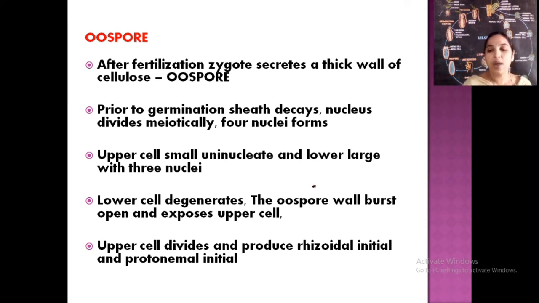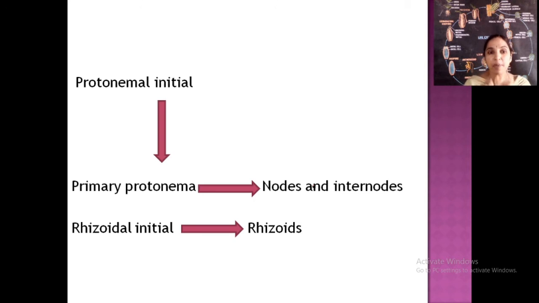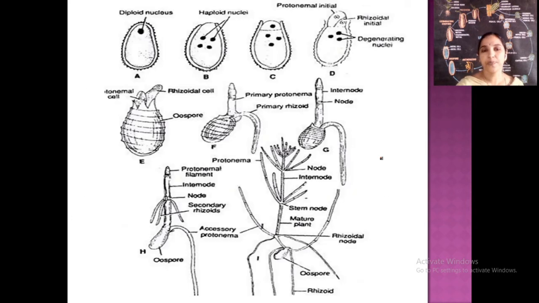Clear? Now, what happens to that? The protonemal initial develops into the primary protonema, a structure from which nodes, internodes and branches develop. Clear? The rhizoidal initial directly becomes rhizoids. That is the fate of this oospore. Understood? Now, here you can see this life cycle.